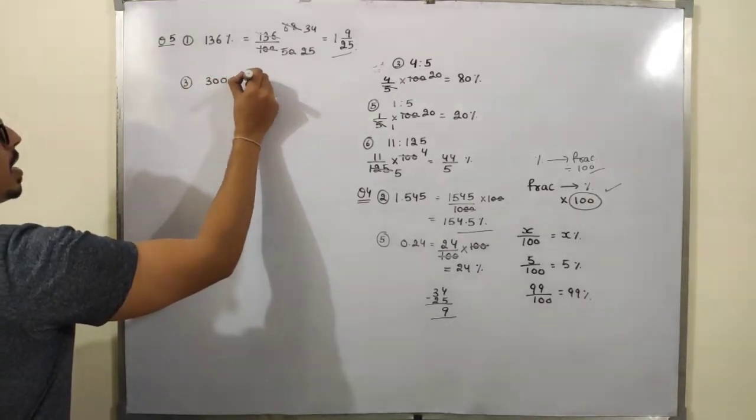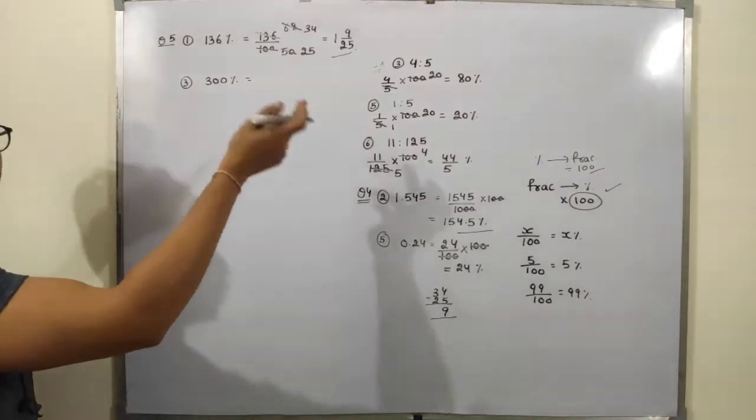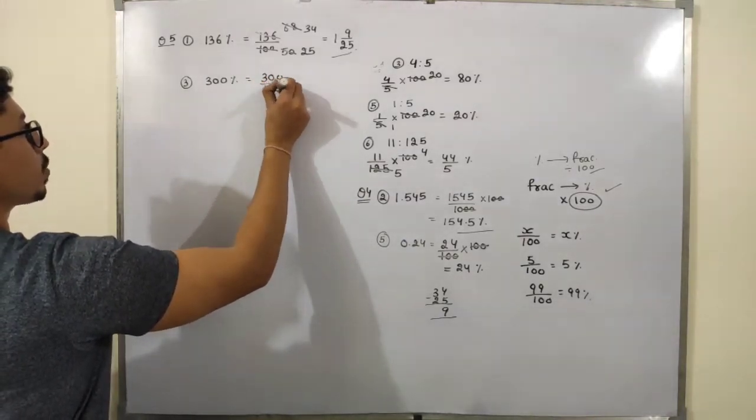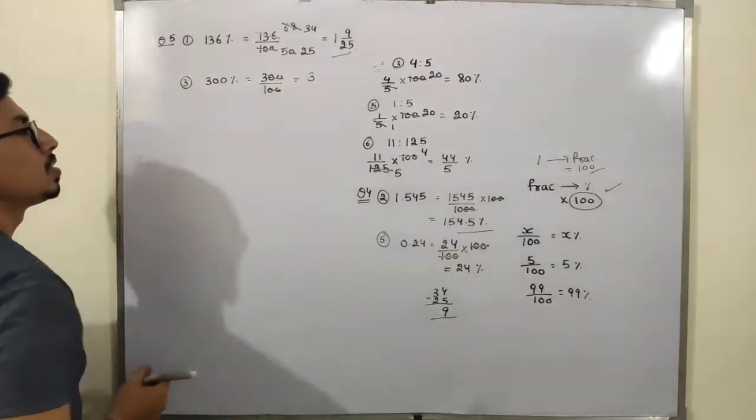300% students. To convert percentage into fraction, divide by 100. So 300 divided by 100, this is my required answer, that is 3.